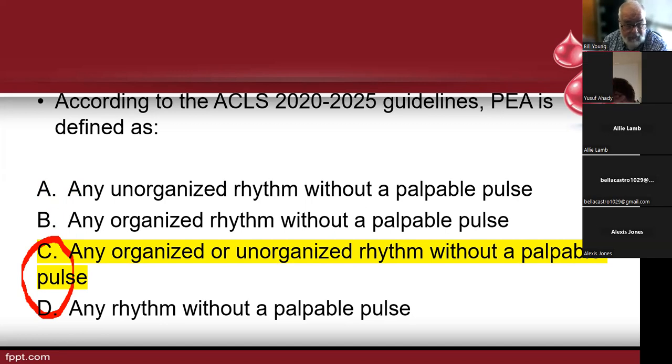Technically speaking, VTAC without a pulse and VFib are technically PEA types of rhythms as well. But now don't let that confuse you. We're primarily looking at PEA as being more similar to an asystole type of rhythm.